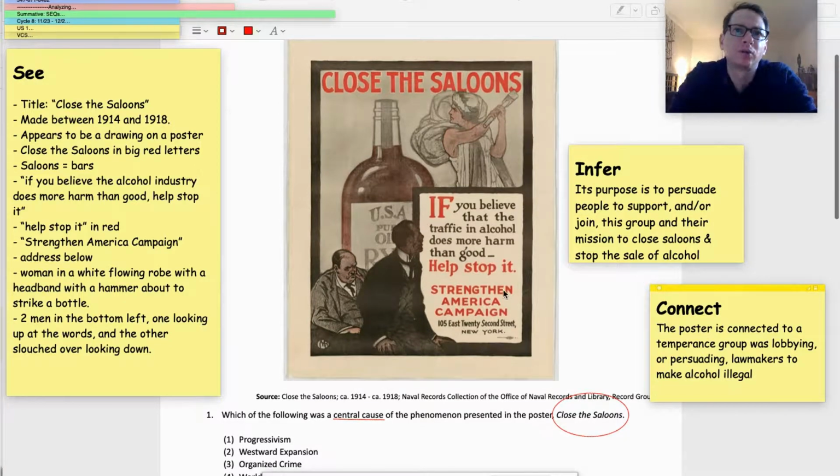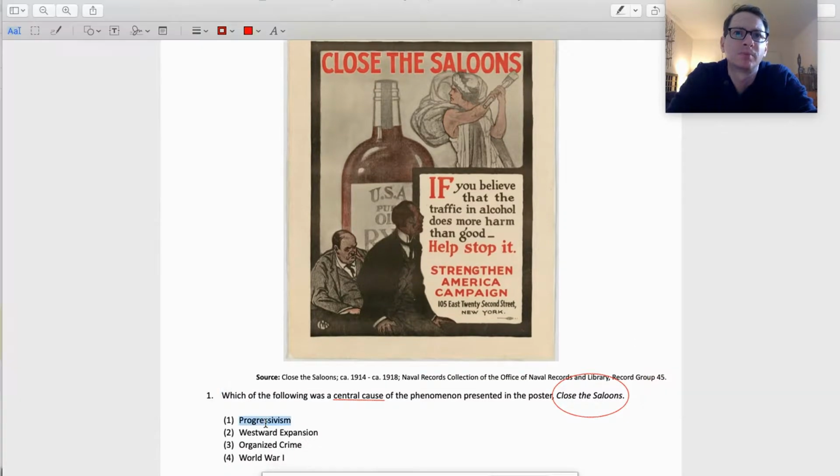But finally, I'm going to look at the options, and it is pretty evident that the first option, progressivism, looks pretty appealing, but let's look at the other three because you never really know if there's going to be an even better answer. Westward expansion, I can't really see any connection between that and this poster.